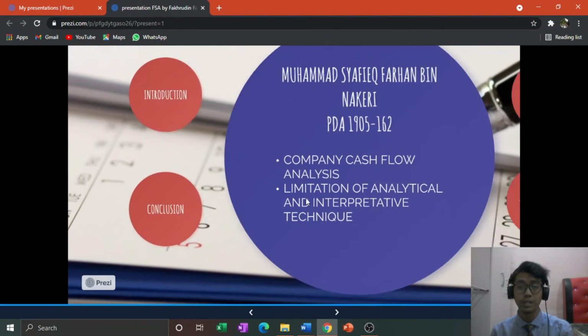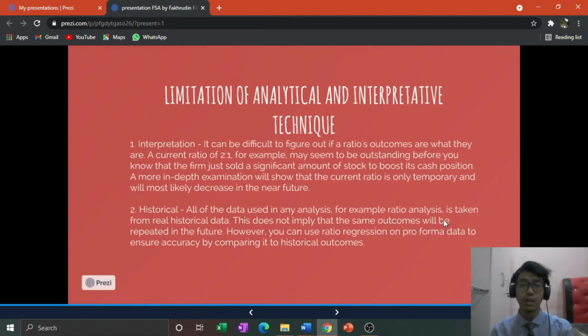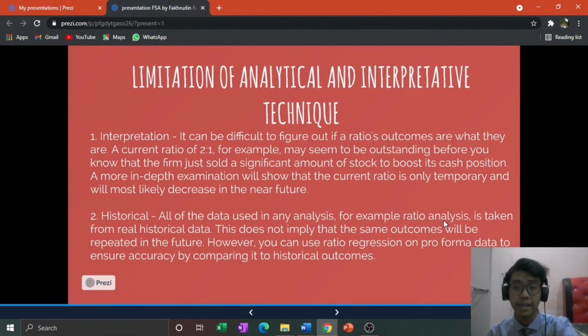So this is the conclusion, and last but not least, we will go through the limitations of analytical and interpretative techniques. First one will be interpretation, which can be difficult to use if the ratio outcomes are taken at face value. For instance, we can use a current ratio of 2:1. It may seem outstanding before you even know that the company just sold some amount of stock to increase their cash position. A more in-depth test will tell you that the ratio mentioned is not permanent and most likely downgraded in the future. Secondly will be historical.